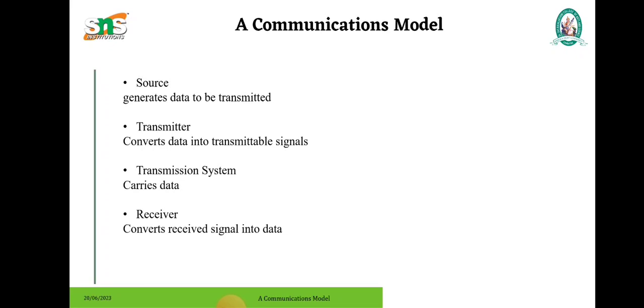The next one is the transmission system. The transmission system can be a single transmission line or a complex network connecting source and destination. Next one is the receiver. The receiver accepts the signal from the transmission system and converts it into a form which is easily managed by the destination device. And the last one is the destination. The destination receives the incoming data from the receiver.